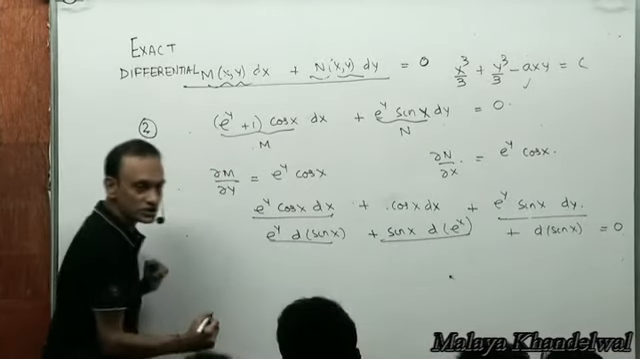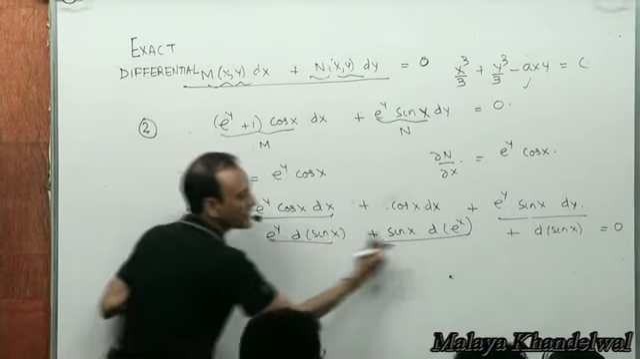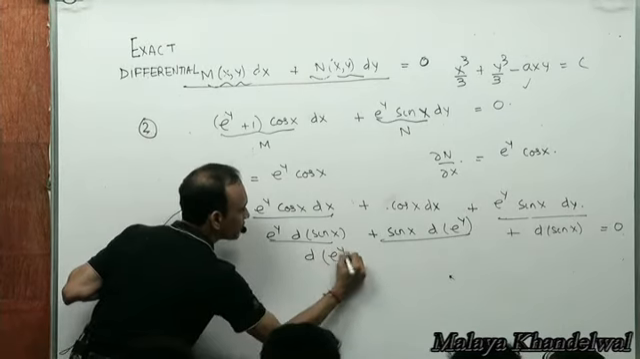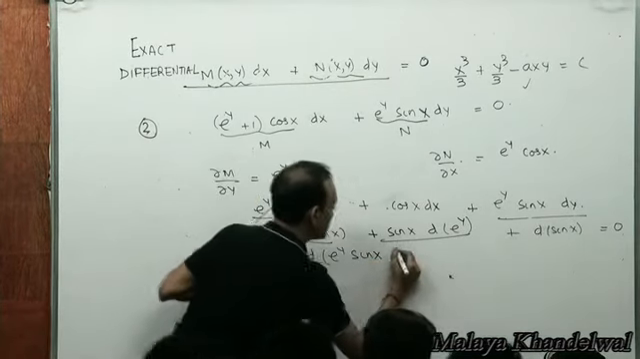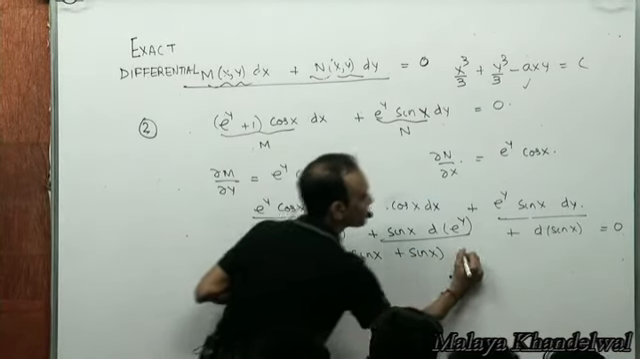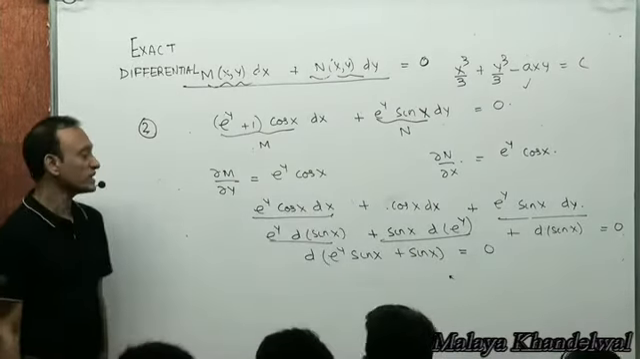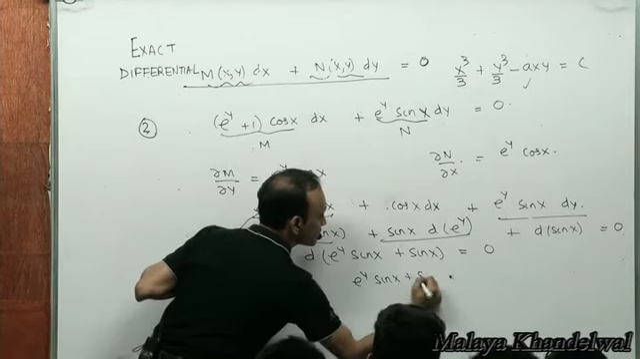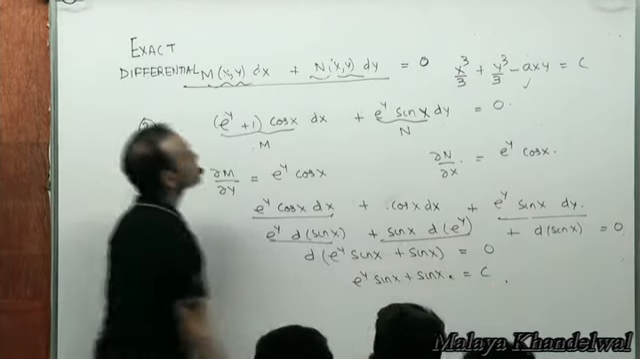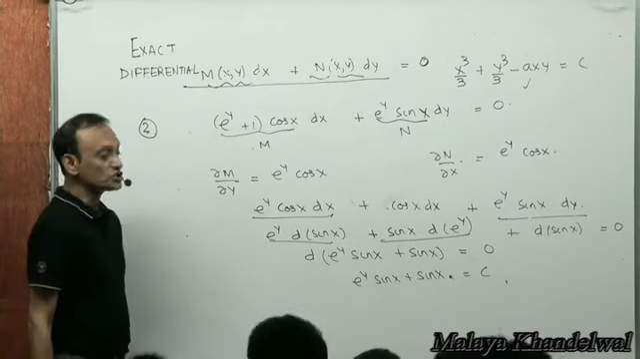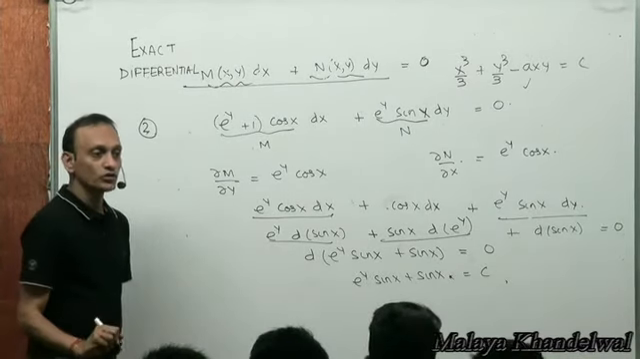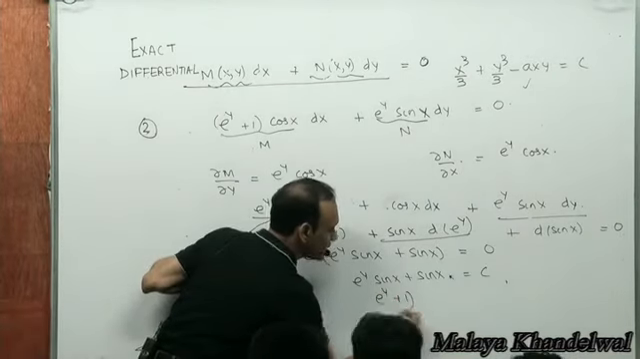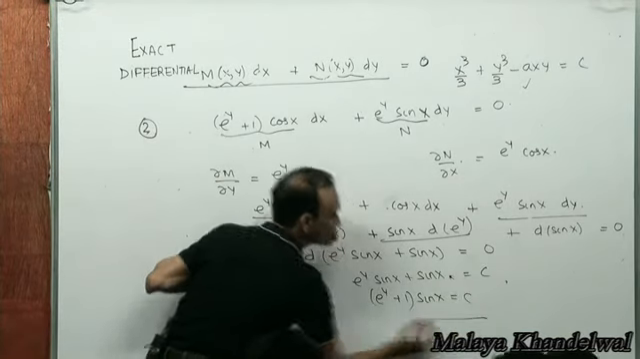What is this? Derivative of the product of two functions. So this is derivative of first into second plus derivative of second into first. So this is like d of e power y sin x plus sin x equal to 0. Yes or no? So e power y sin x plus sin x must be constant. That's the solution to this differential equation. The solution is e power y plus 1 into sin x equal to constant.